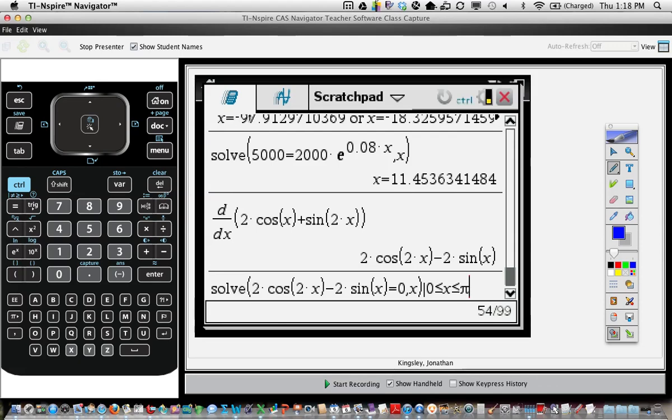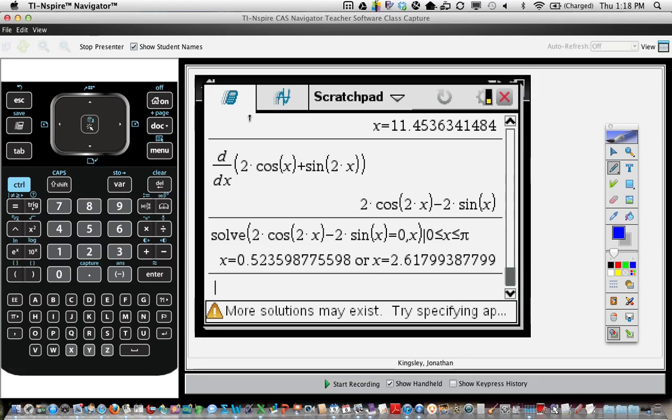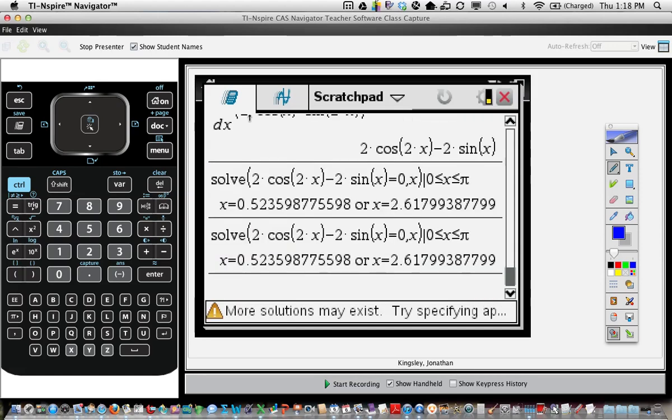Decimals, since we're using a calculator, decimals are pretty good. Go up and grab it again and don't even hit control enter and see if it gives decimals anyway. Probably gives decimals anyway. Yeah, it gives decimals either way. Okay? All right. So there we go.